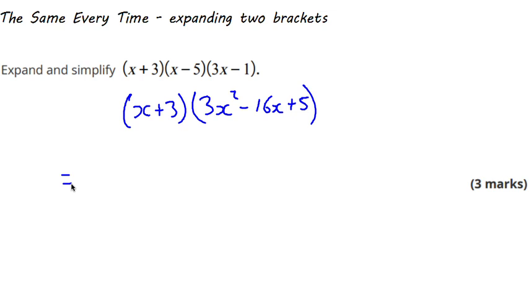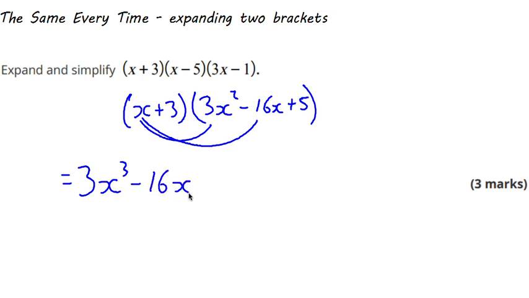So starting with the first term in the first bracket, x multiplied by 3x squared. 3 times x squared, 3x cubed. Remember, the x is an x to the power 1. When we multiply, we add the powers, so x to the power 1 times x to the power 2 is x to the power 3, 3x to the power 3. X times negative 16x, negative 16 times x, negative 16x squared. And still with the x times positive 5, positive 5x. So I've multiplied the first term in the x plus 3 bracket by everything in the second bracket.